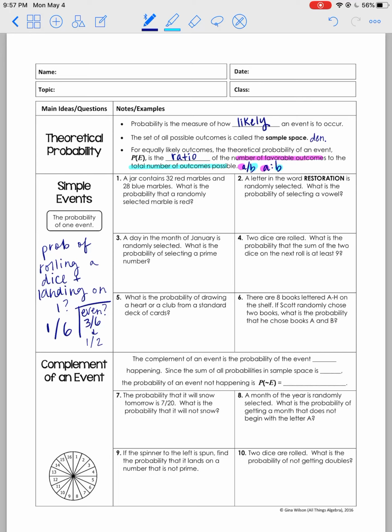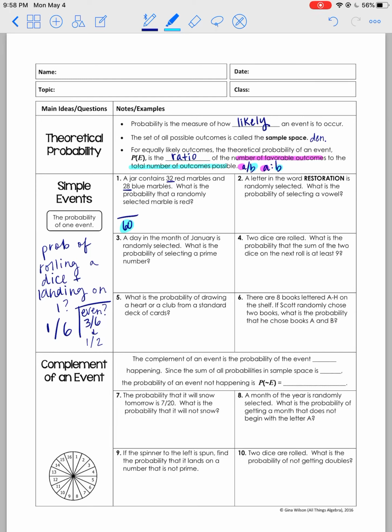Okay, so number 1, a jar contains 32 red marbles and 28 blue marbles. What is the probability that a randomly selected marble is red? Before you can create your ratio, you first need to know how many total marbles you have. That information isn't explicitly given to you, but of course you can very easily find it. You know that you have 32 and 28, so together you have 60 marbles. That is your total number of possible outcomes, like our denominator number.